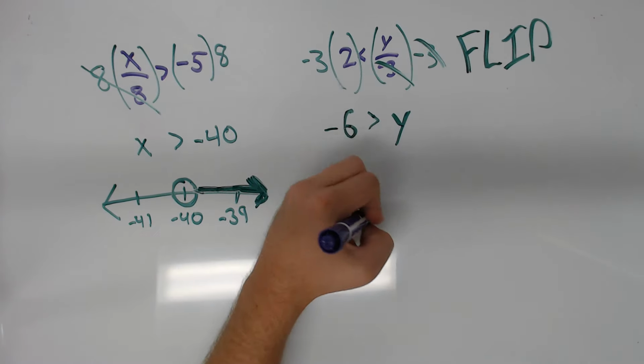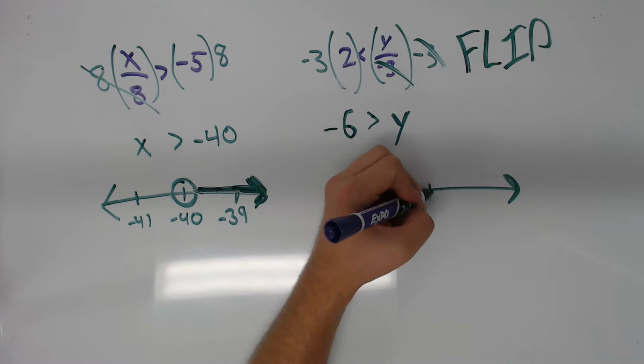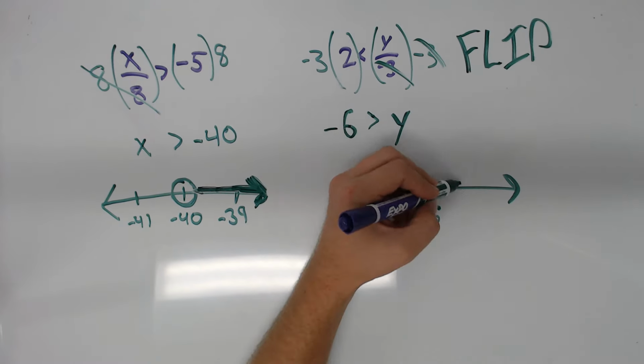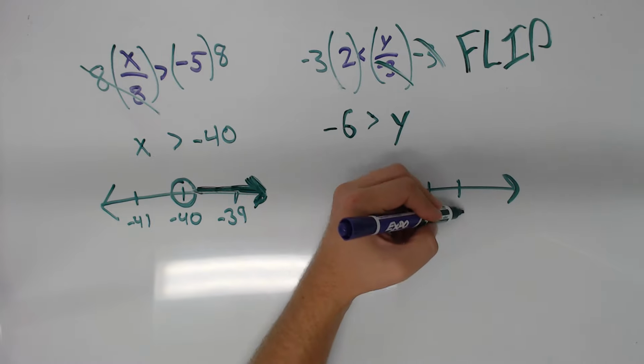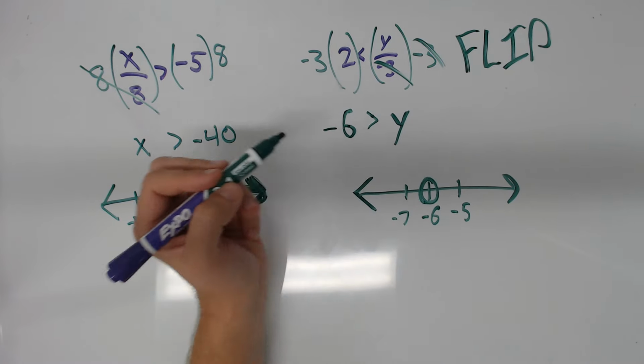Now I draw my number line, and this time we're going to check our work. I want to convince you that flipping the symbol was the right thing to do. Negative 6 is the number we're compared to, with a number above and below, so negative 7 and negative 5. Open circle because it's not "or equal to."